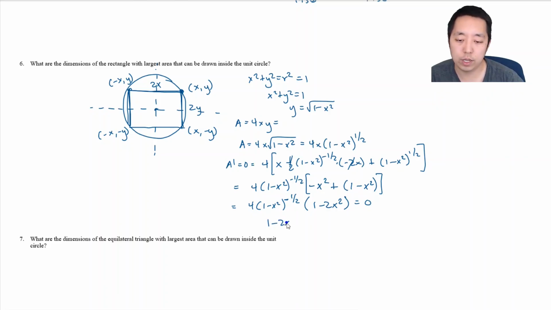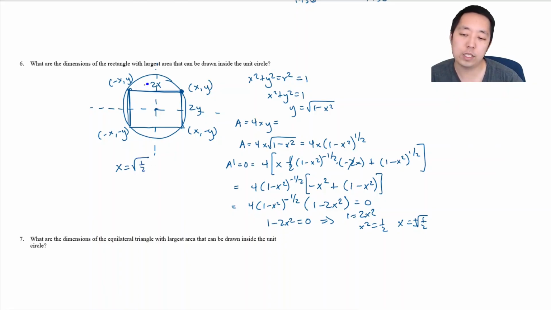So 1 minus 2x squared is equal to 0. And so that happens at 1 is equal to 2x squared, or x squared is equal to 1/2, or x is equal to square root of 1/2. Technically plus or minus, but in my picture I kind of made x already positive, right? So x is equal to positive square root of 1/2.